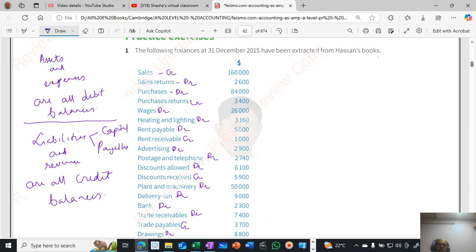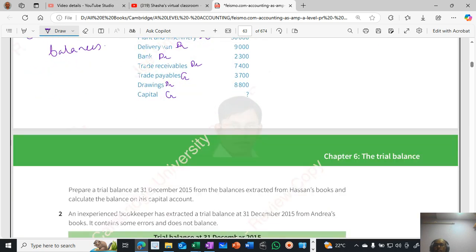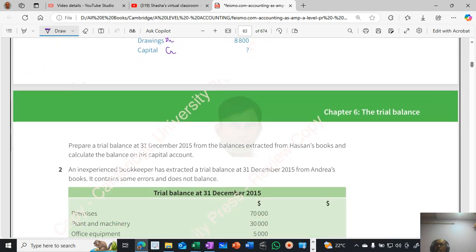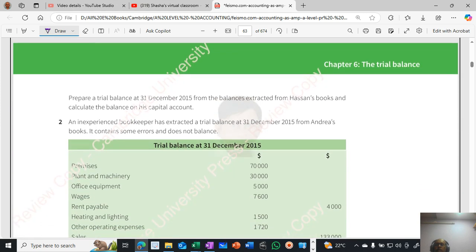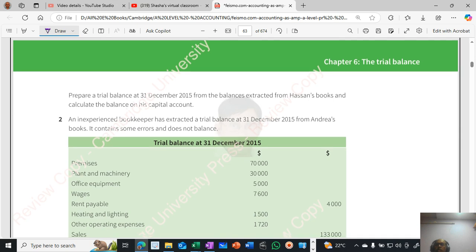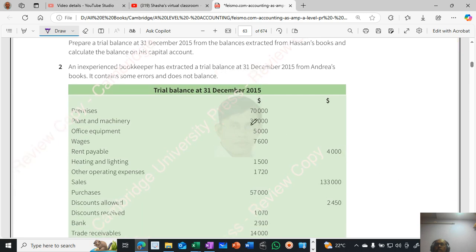The next problem is: an inexperienced bookkeeper has extracted a trial balance as at 31st December from RD's books. It contains some errors and does not balance. Premises, this is correct. Plant and equipment, this is correct. Office equipment, an asset, correct. Wages is correct. Rent payable is an expense, so it should not come here, it should come here. Heat and lighting correct.